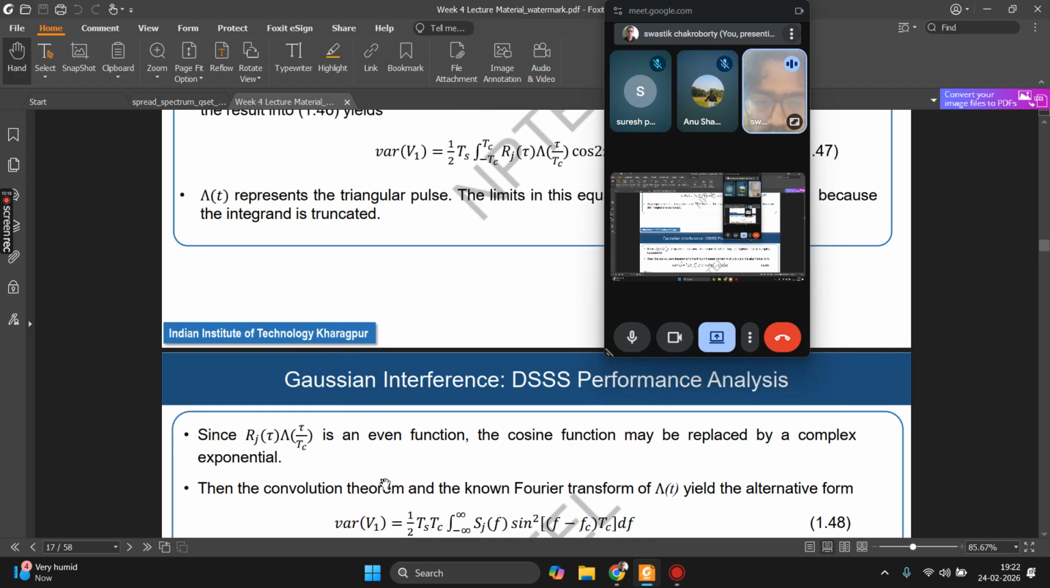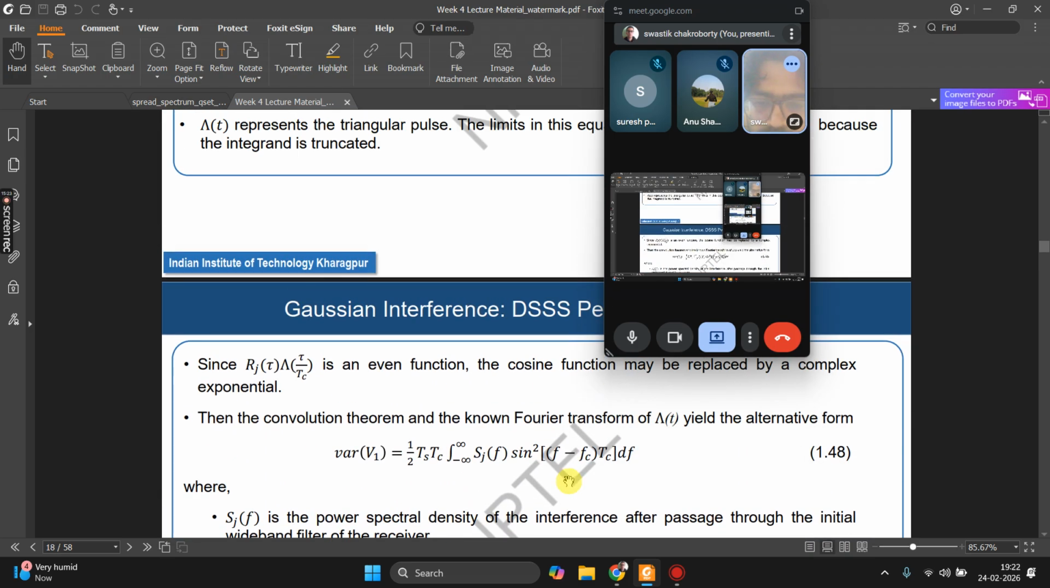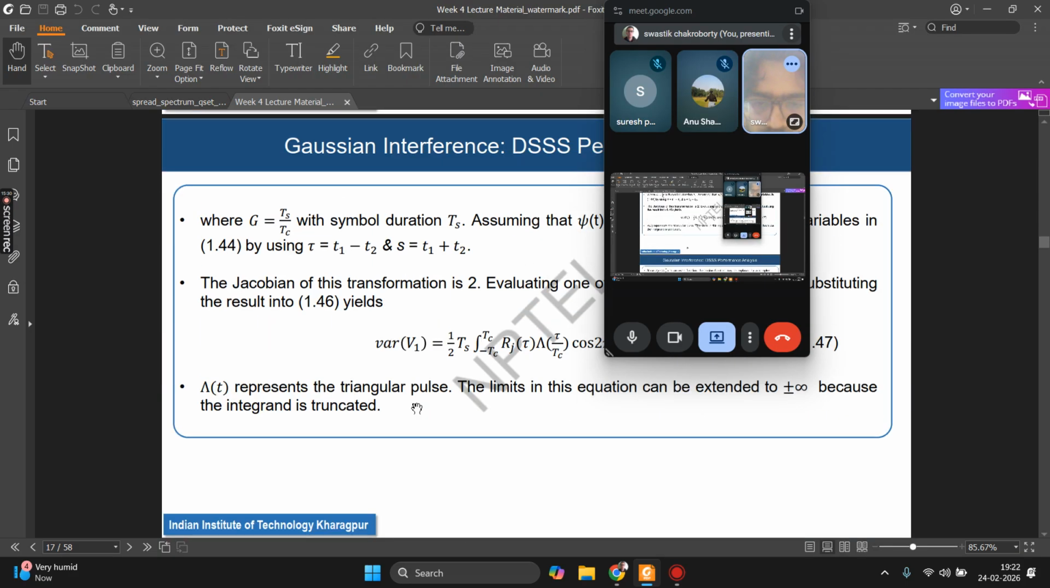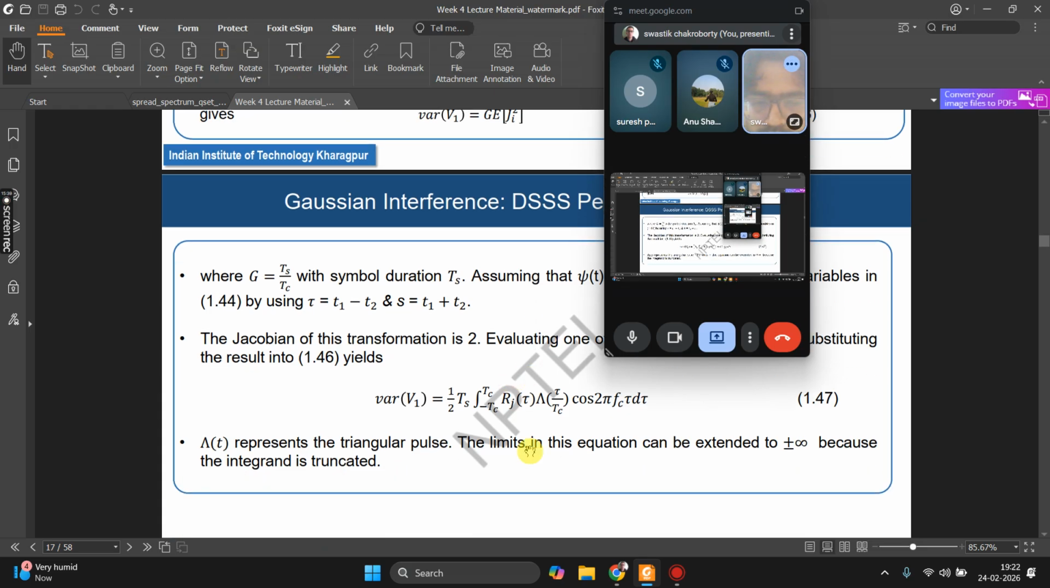So the final result is, the convolution theorem and the known Fourier transform of lambda t will yield the final result. The limits in the equation can be extended to plus minus infinity because the integrand is truncated. Since this is a triangular pulse, beyond tc to minus tc it is 0. So whatever the value beyond tc to minus tc, plus infinity to minus infinity, the result will be the same.